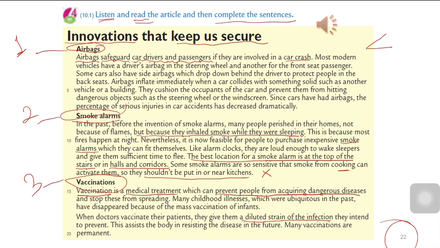You have this in your books. So airbags safeguard car drivers and passengers if they are involved in a car crash. So this is the job, the most important thing of an airbag function. Okay, they safeguard what or who here? Car drivers and passengers. If we have a car crash, and we said a car crash is an accident.